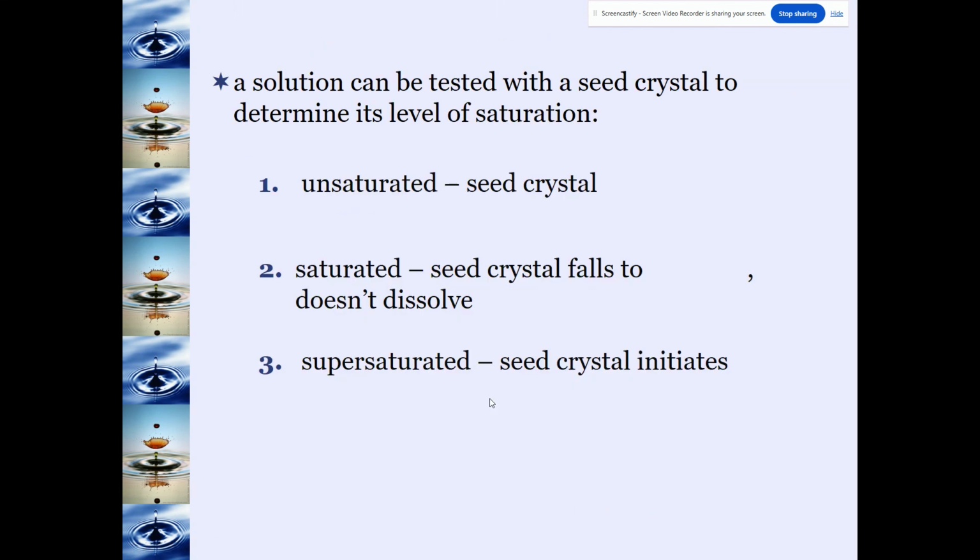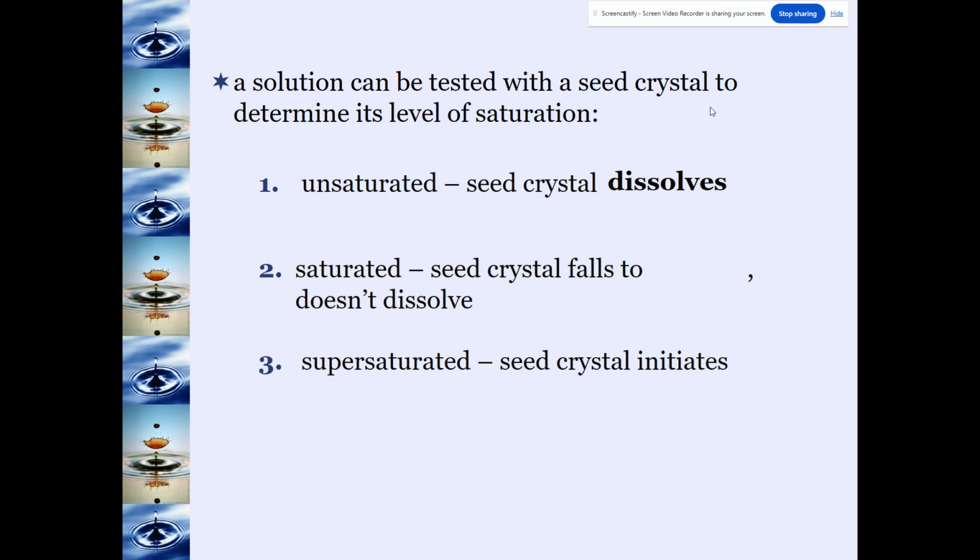So this is another way that we can test what type of solution we have. If we add a seed crystal, like a crystal of an ionic compound, a little solid crystal, because you need a little nucleus for the crystallization to start. If you add a seed crystal to the solution and it's unsaturated, the seed crystal will just dissolve. The seed crystal, again, is just a little ionic solid crystal.